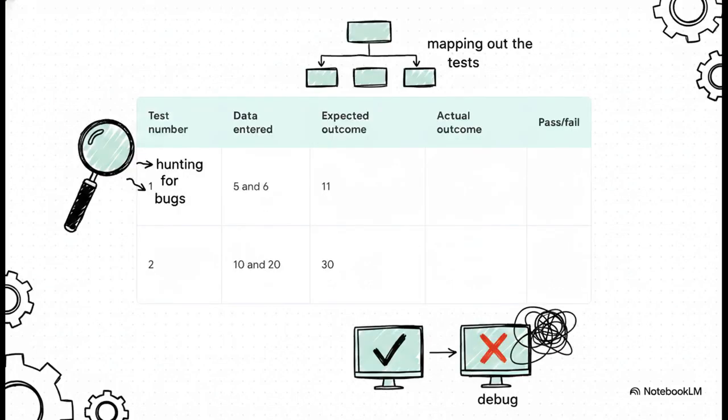Because these errors are so common, professional programmers don't just guess if their code works. They systematically hunt for bugs using what's called a test plan. Before they even run the program, they map out the tests. They write down exactly what data they're going to enter, say 5 and 6, and explicitly state the expected outcome, which should be 11. Then they run the code and record the actual outcome. If the actual outcome matches the expected outcome, it's a pass. If not, it's a fail and it's time to debug. It is a highly meticulous, structured way to make sure the logic perfectly matches reality.